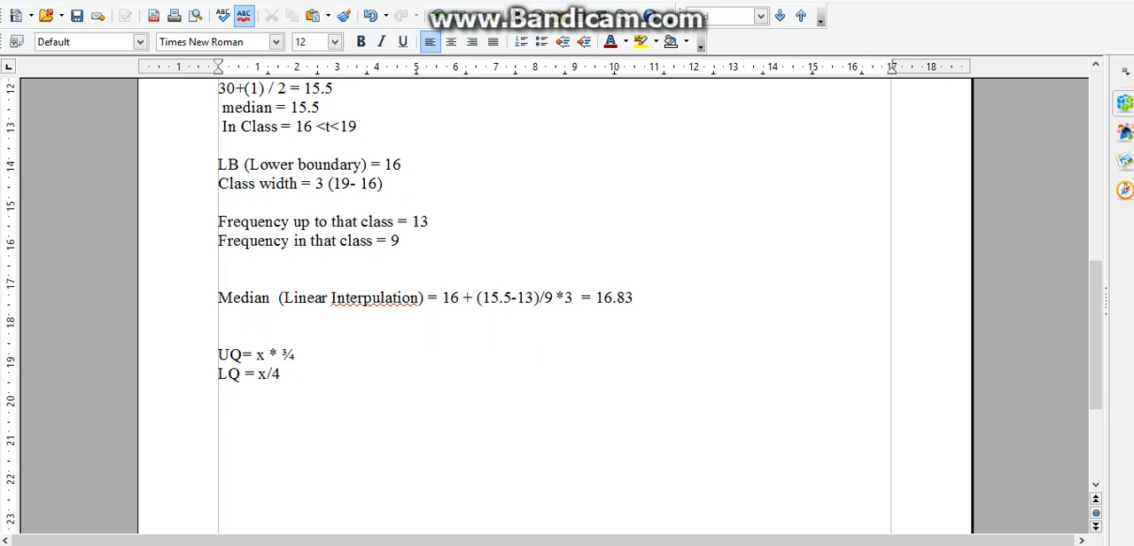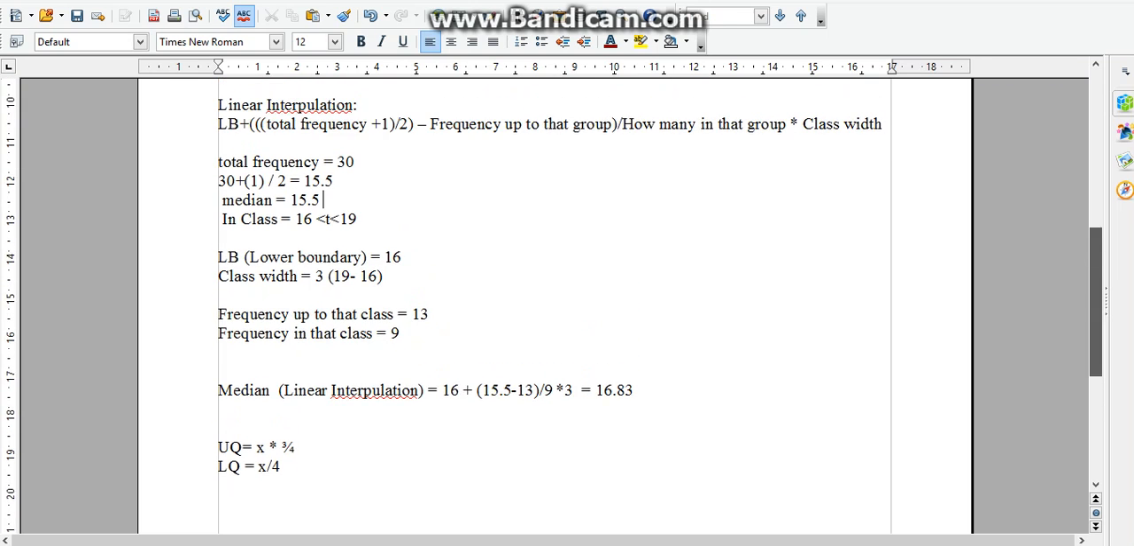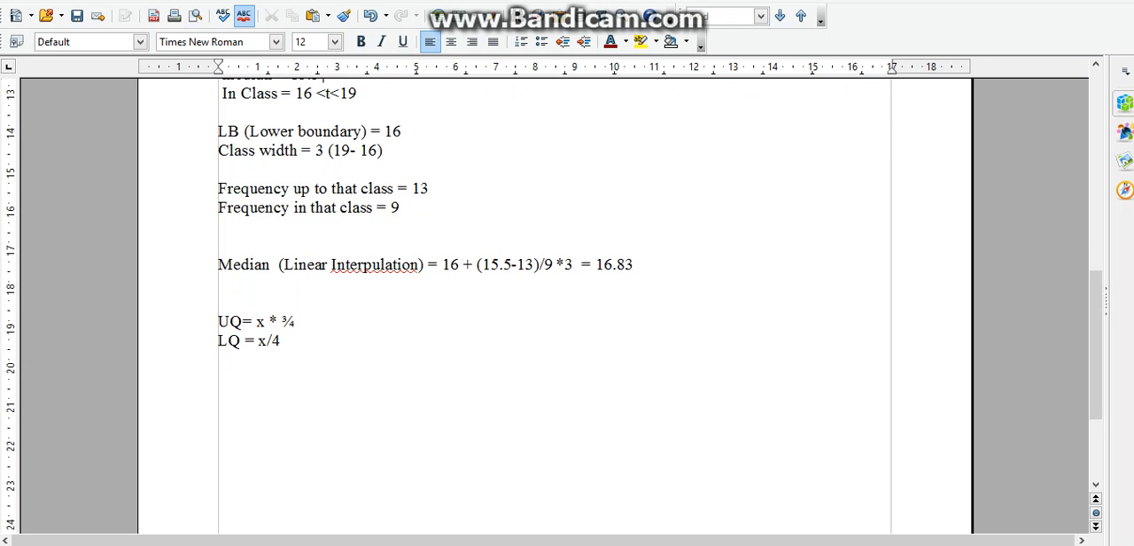So that's just another way to work out the median. Could be useful in future. You can also do this for the upper quartile and the lower quartile, and you do it in exactly the same way, but instead of dividing it by 2, to find the upper quartile you times it by 3/4, and to find the lower quartile you divide it by 4.